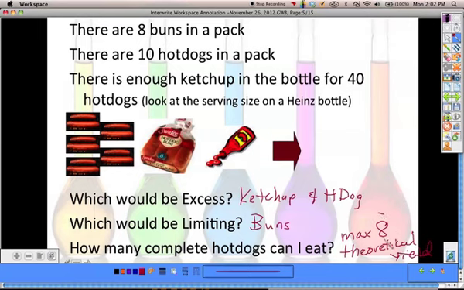So our maximum here that we could make, theoretically, assuming everything goes as planned, like I don't burn one of the hot dogs really bad by letting it fall into the fire, theoretically, assuming all goes well, I could have 8 good hot dogs. Assuming a bird doesn't swoop in and pick up one of the buns.